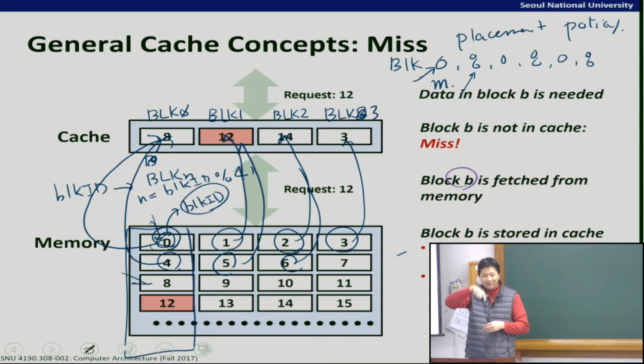You keep alternating. Then the first access will cause a cache miss, right? Because it's a miss. What about the second access? Is this a cache hit or miss? Miss. Why?